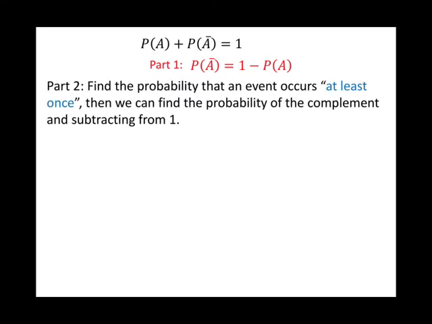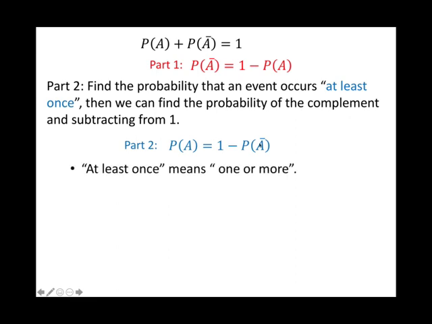Okay, second part, part 2. Find the probability that an event occurs at least once. Then we can find the probability of the complement and subtract from 1. We're going to apply the same formula, but this time I'll be using the probability of A equals 1 minus the probability of not A. A little bit different from part 1; we just exchange these two. When you see find the probability of at least once, remember this complement formula. And at least once means 1 or more.